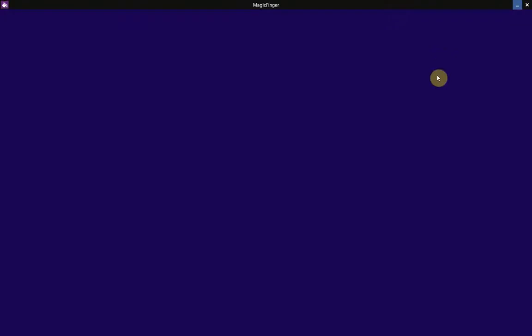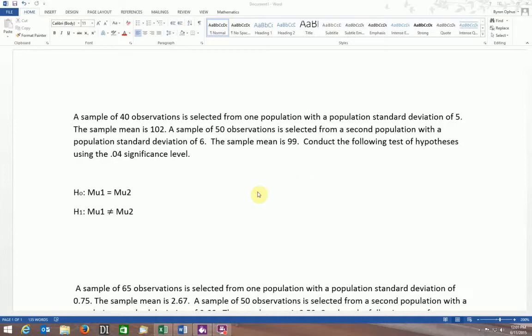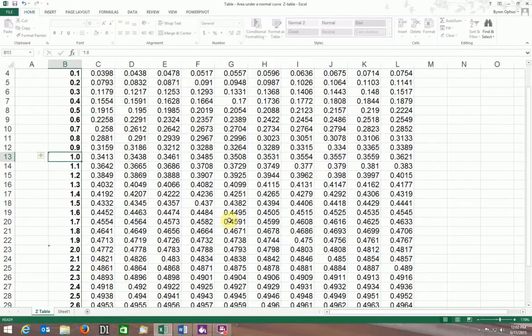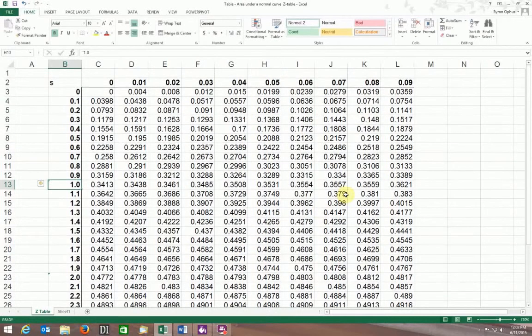Finding that uses the z table, which is on page 732. I've got it in an Excel format here, so let me bring that up. This is what it looks like in the back of the book. It's very similar, though I don't have the headings up there.